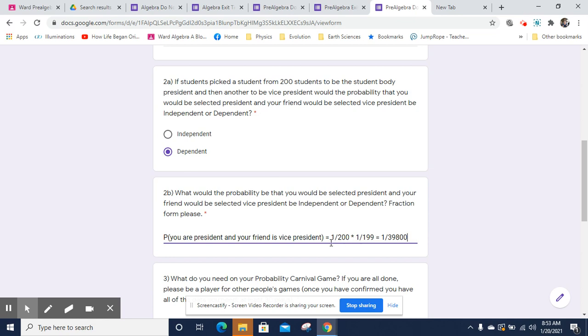We multiply them out because there's 200 initial branches, and after that, each one of those 200 branches has 199 possible branches. But only one path out of all 39,800 leads to you being president and your friend being vice president. If we didn't care which one of you was president or vice president, we would actually make this a 2 because there would be twice as many possibilities. But that's all there is for this.